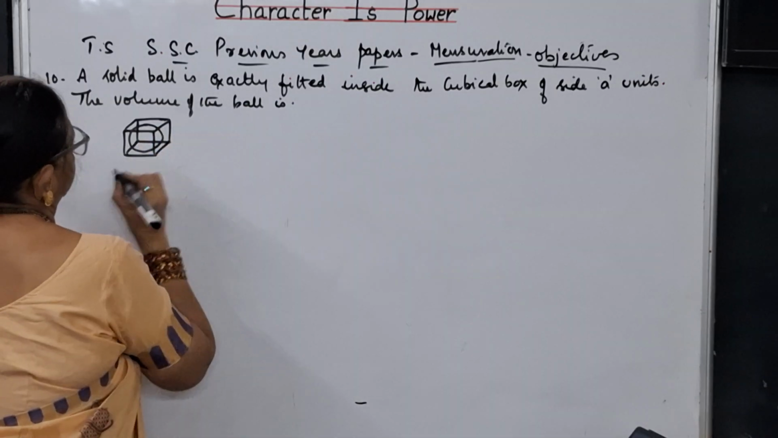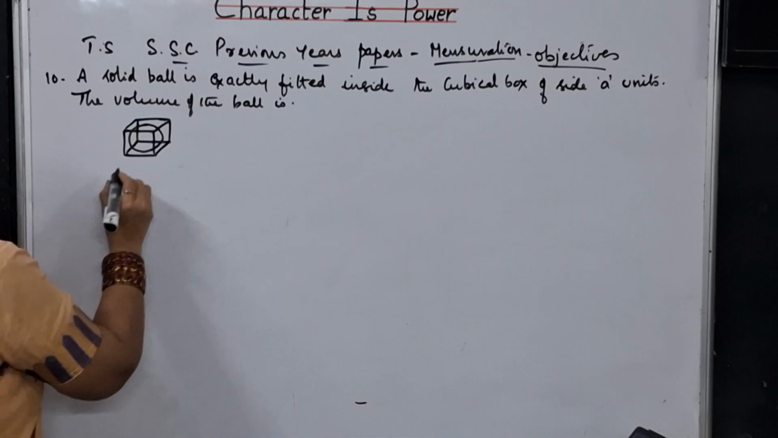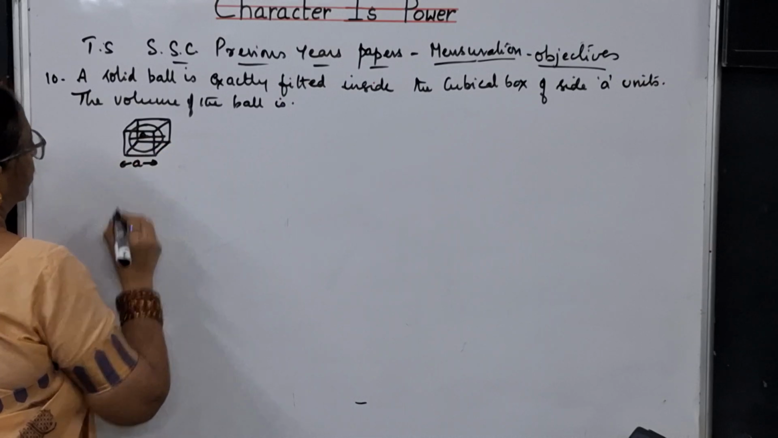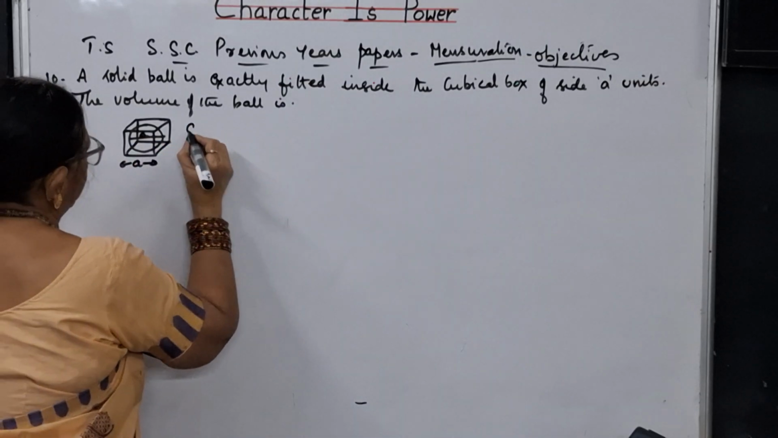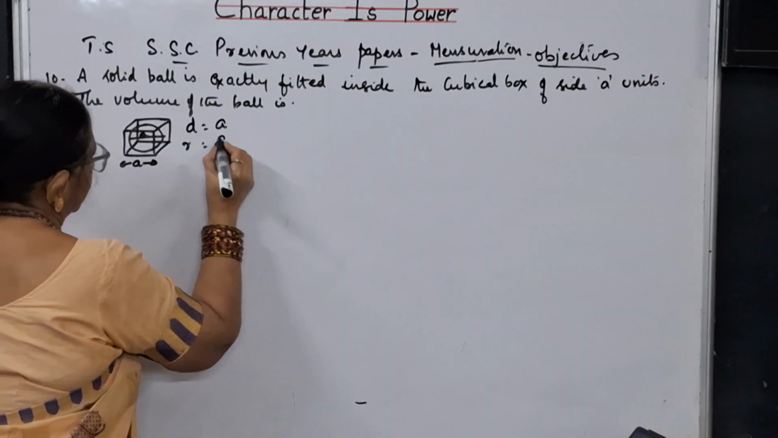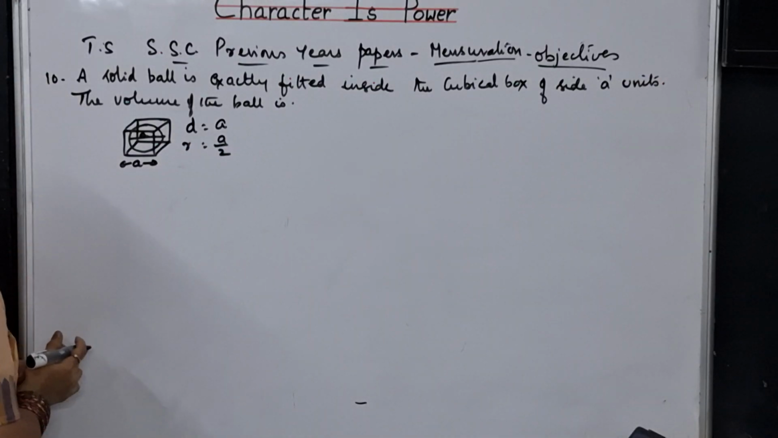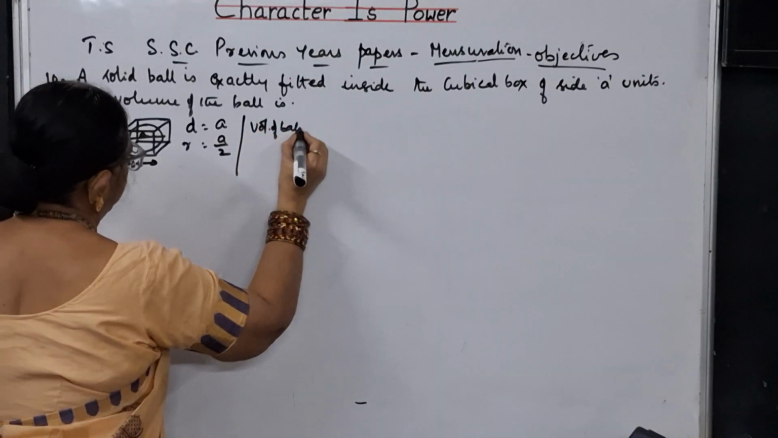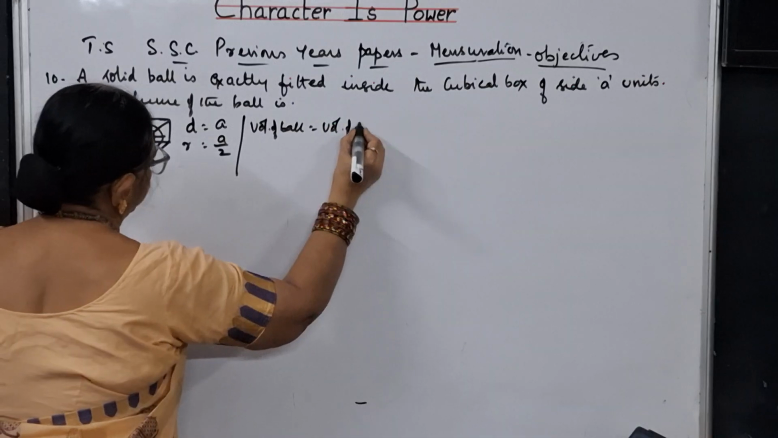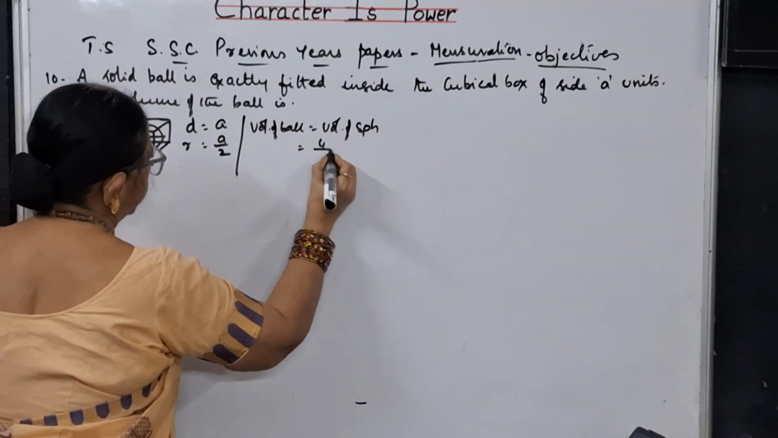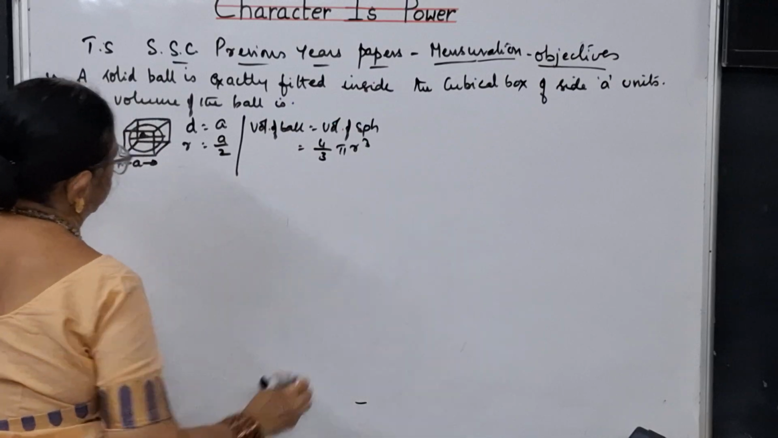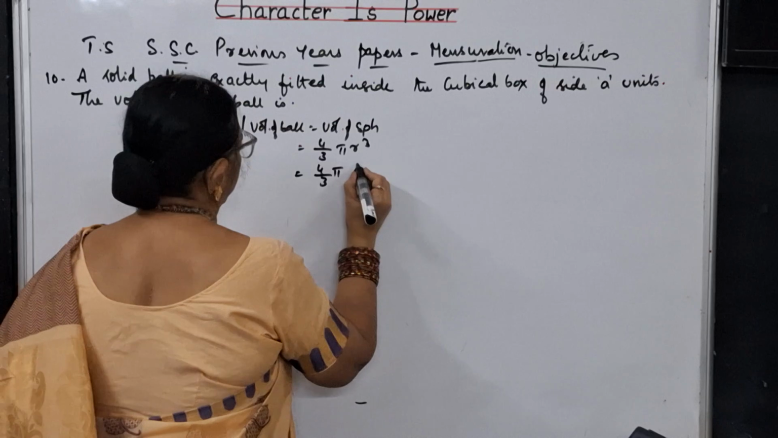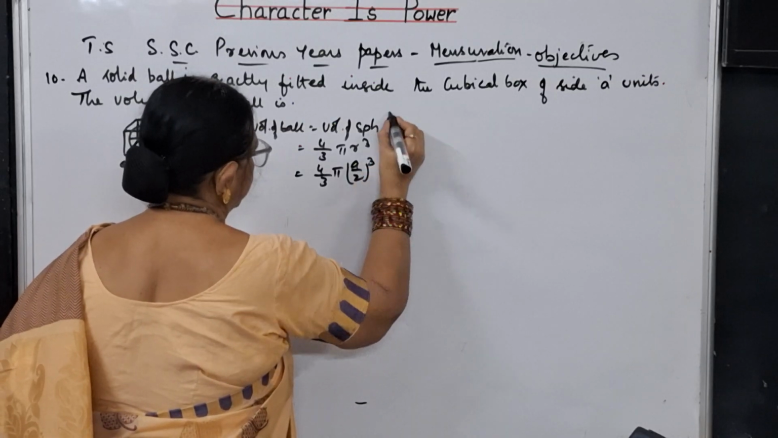So this is a ball. That means whatever is the side of the cube, the diameter of the ball also is same. So when diameter of the ball is A, radius is A by 2. Now volume of the ball. That means volume of ball is nothing but volume of sphere. That is 4 by 3 pi r cube. Means how much you are getting? 4 by 3 pi r is A by 2 whole cube.